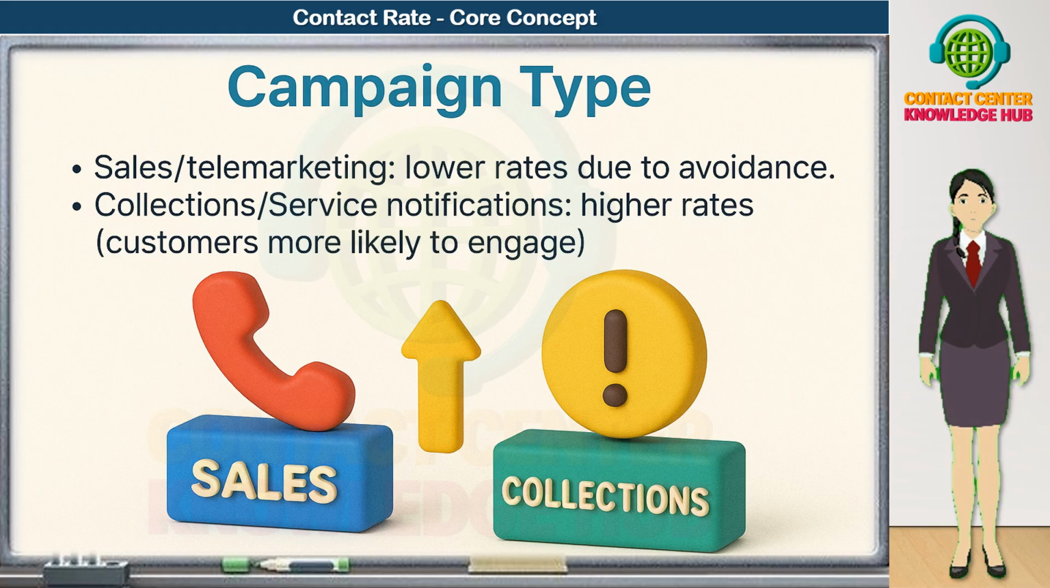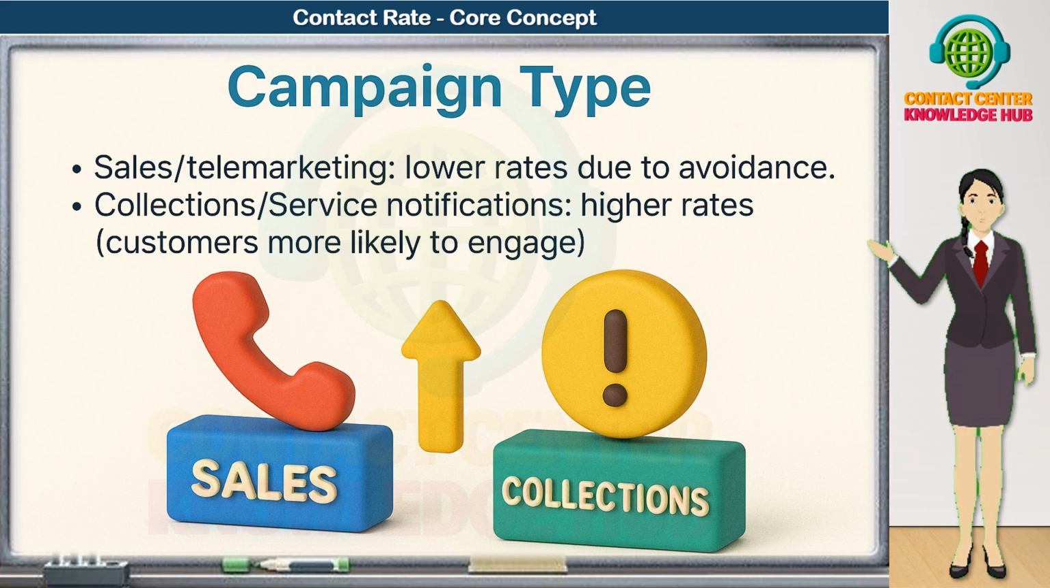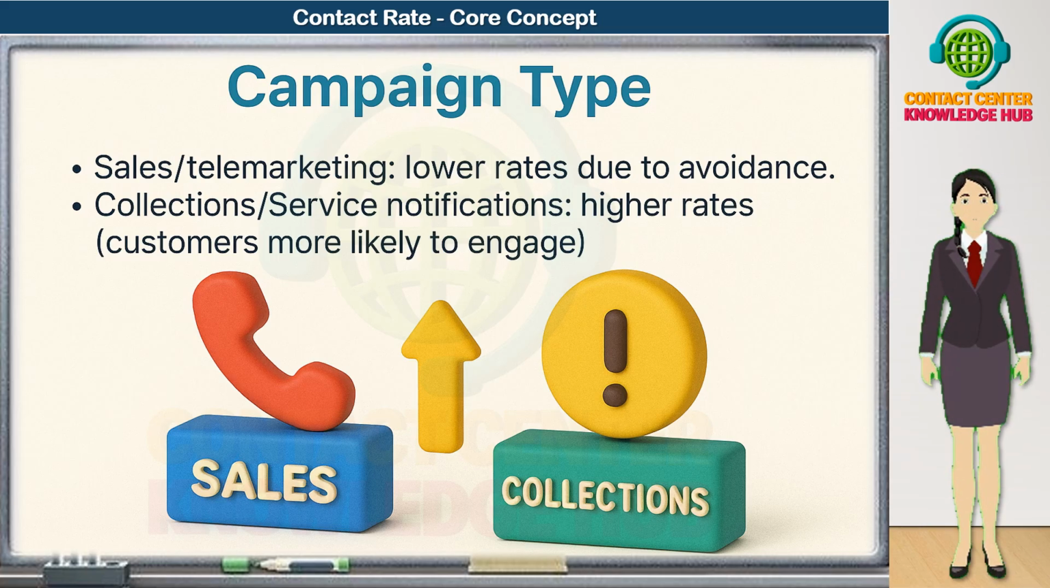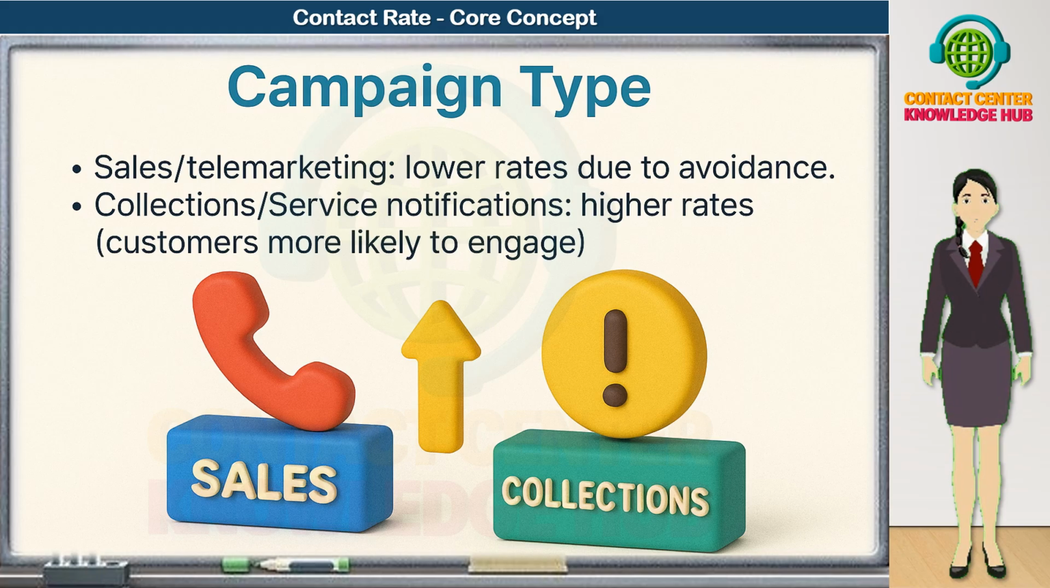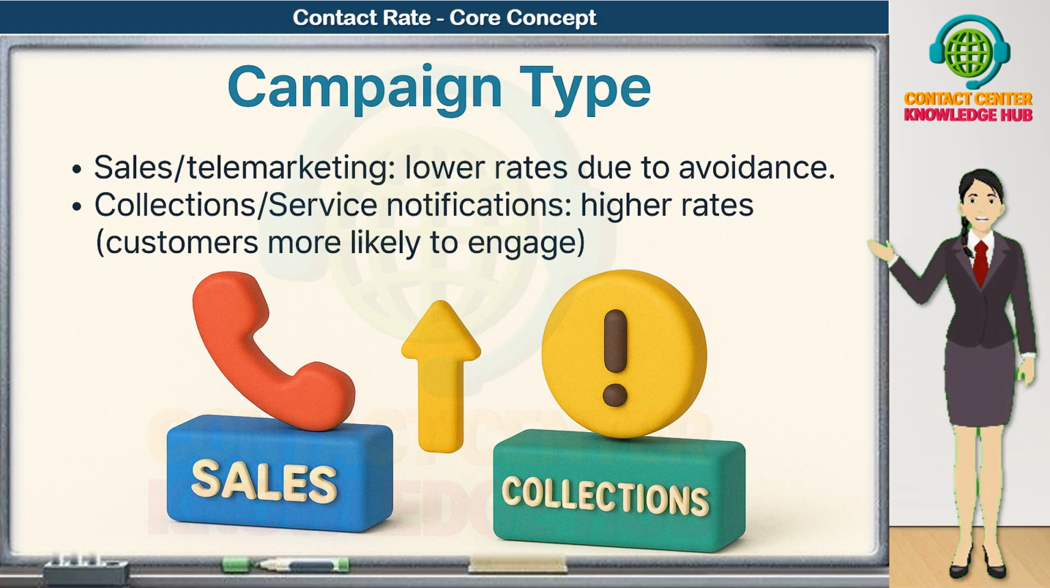These behavioral differences help you set realistic performance benchmarks and choose the right outreach strategy for each campaign type. Remember, the nature of the message drives the motivation to respond. So, tailoring your communication style to match the campaign purpose is key to improving contact rate success.